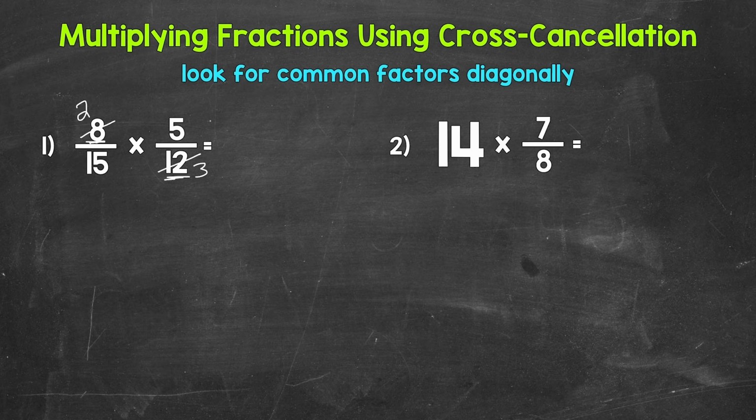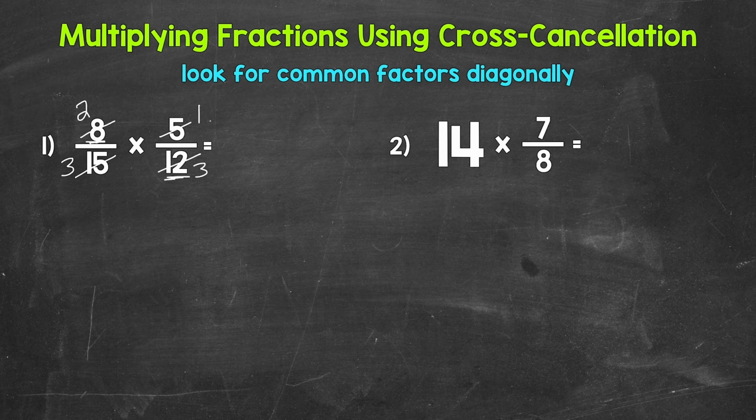We'll start with 15. So 15 divided by 5 is 3. We cross 15 out, and now we have 3. Now for 5. 5 divided by 5 is 1. So we cross 5 out, and now we have 1. Now let's multiply straight across. So numerator times numerator and denominator times denominator.